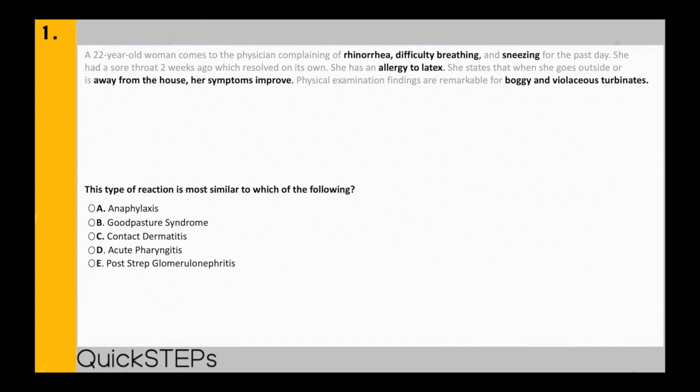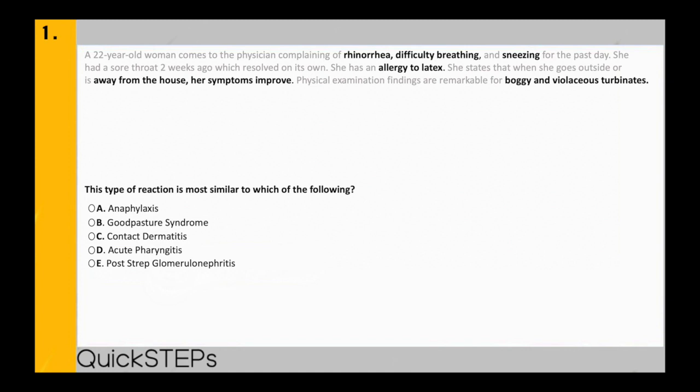So, rhinorrhea with difficulty breathing, sneezing, and allergies to latex are all indicative of atopy. This is further supported by the fact that when she goes away from the house, her symptoms improve, indicating that the allergens are environmental. So, knowing that this question is about atopy and allergies, which type of hypersensitivity goes hand in hand with those?